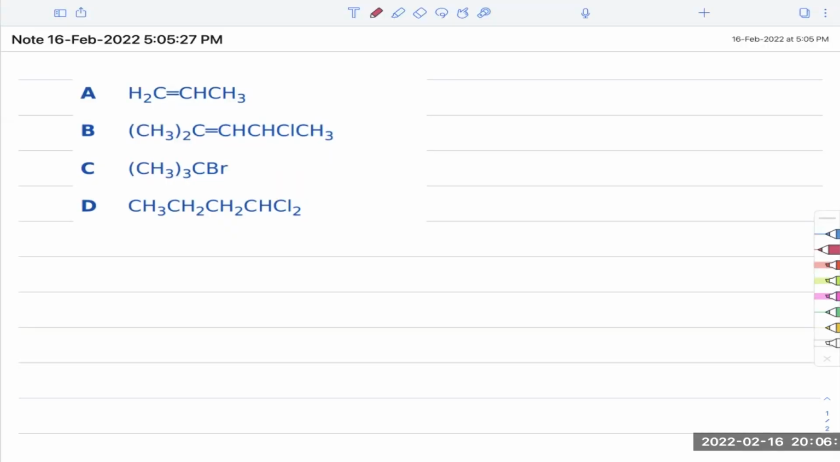Yeah, so which of these will have optical isomers? How do we answer a question like that? Basically, we just look for a chiral center. Now, what's a chiral center? It's a carbon that's attached to four different groups.